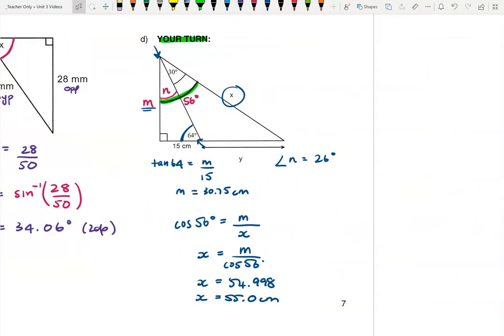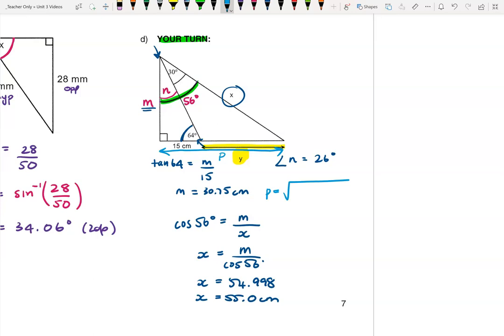So now I've got the situation of finding length y. The problem with length y is it's not part of any right triangle. So our only other option is to find length, what I'm going to call p. P being the whole base length of this right triangle. If I can find P using a ratio, trigonometry ratio, or Pythagoras, then I can subtract 15 to find Y. So I'm going to find P using Pythagoras.